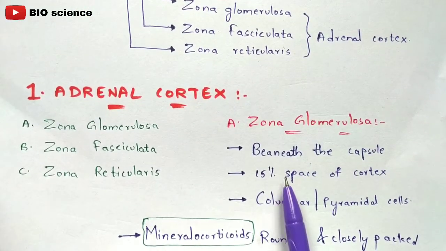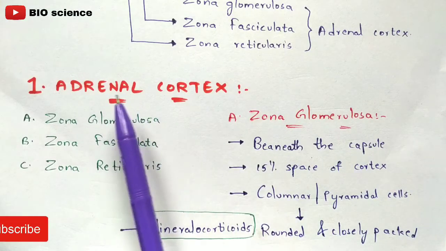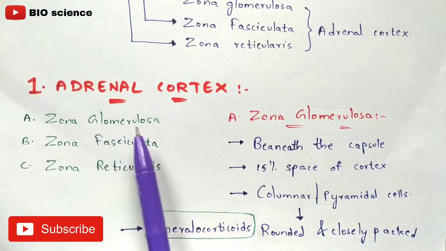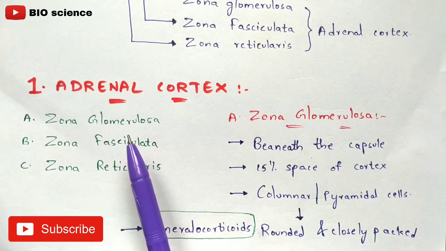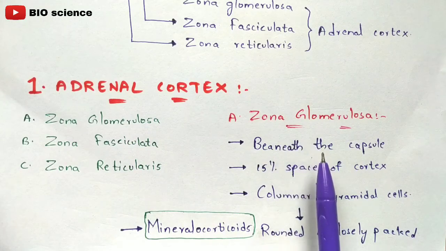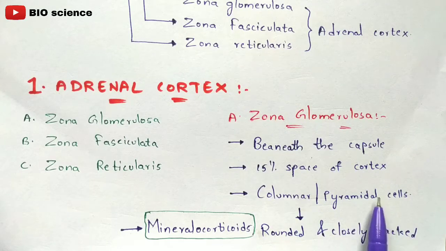It occupies 15% of the space of the cortex. As I said, the cortex contains three regions, and among these the zona glomerulosa occupies 15% of the space in the whole cortex region. Normally the zona glomerulosa contains columnar or pyramidal cells. They are pyramid in structure, round and closely packed.